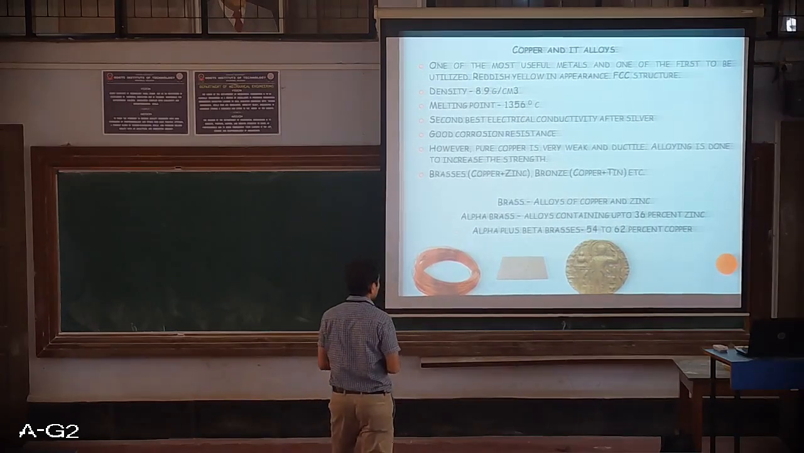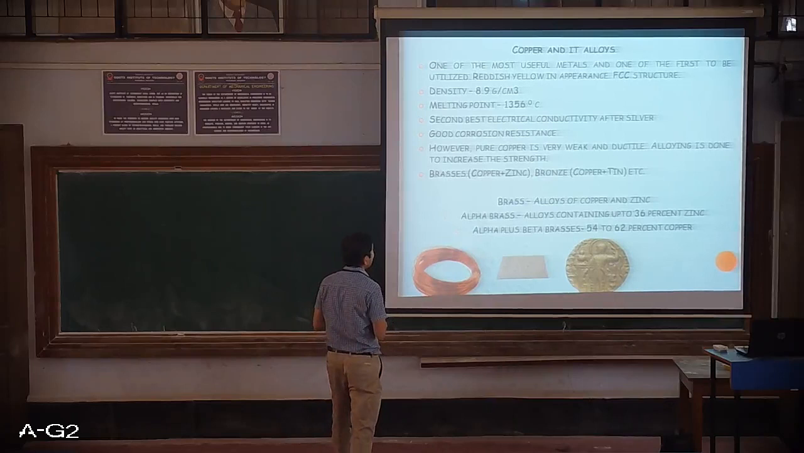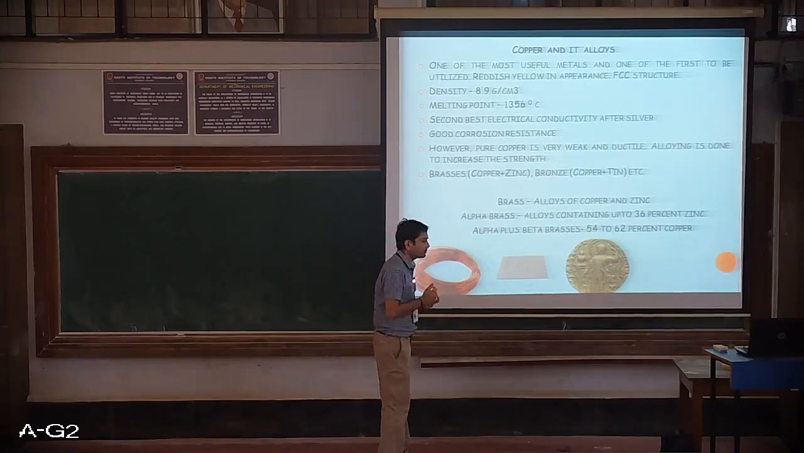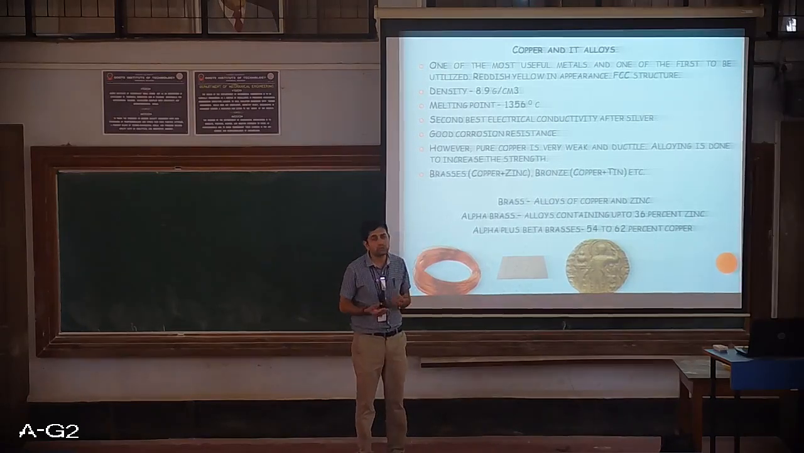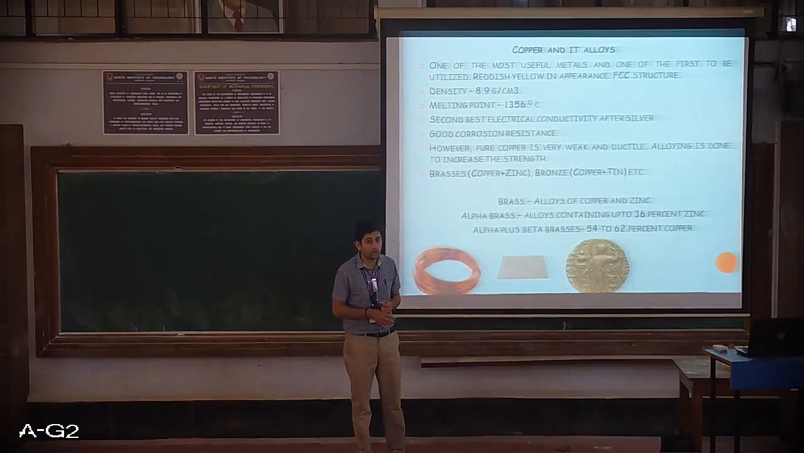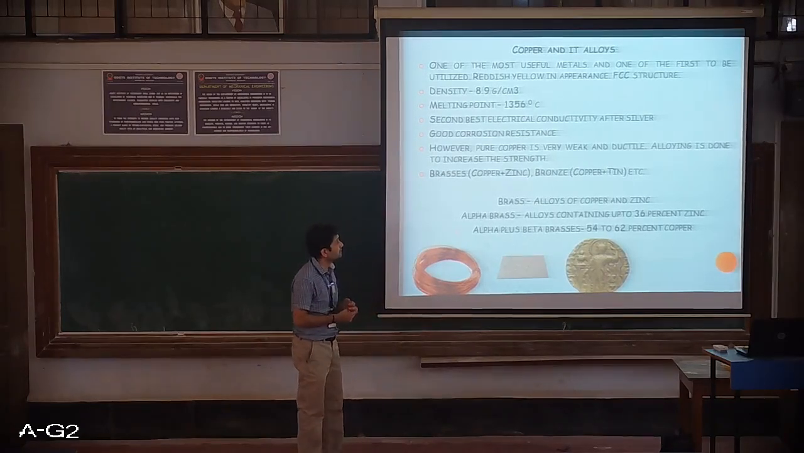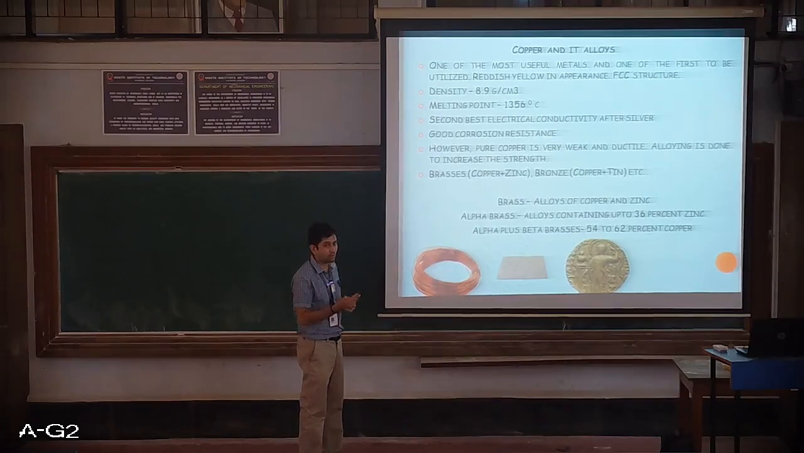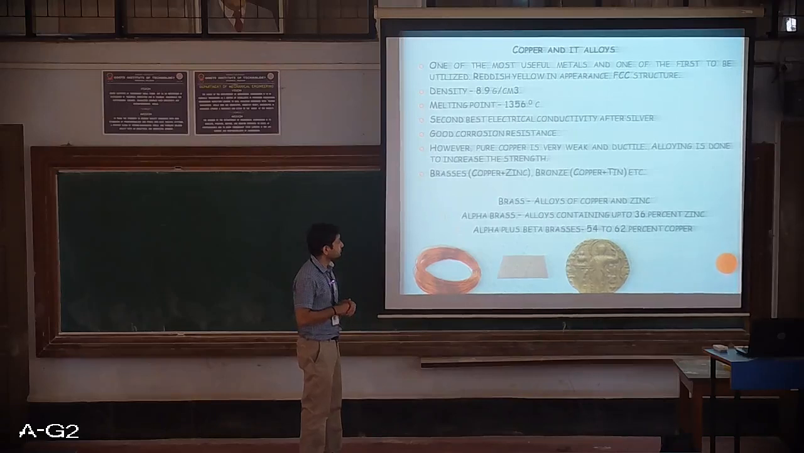And good corrosion resistance is shown. However, pure metal is very weak and ductile. If you take 100% copper and try to use it, it is not possible. So you have to alloy it with other elements like nickel. Copper is being alloyed with nickel, zinc, tin, like that, so that its strength increases.